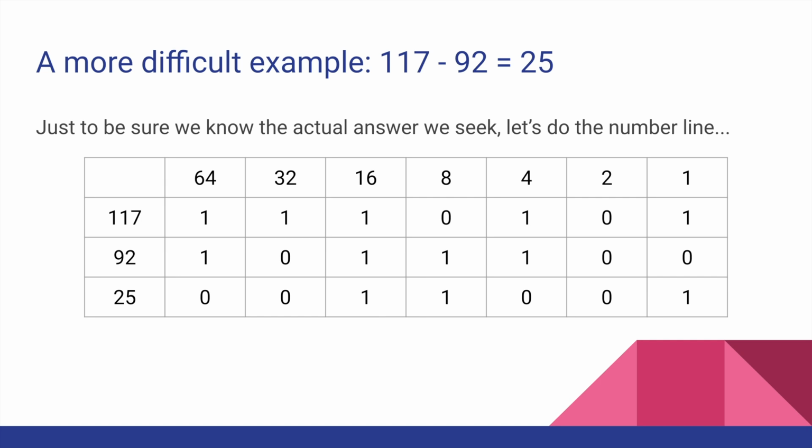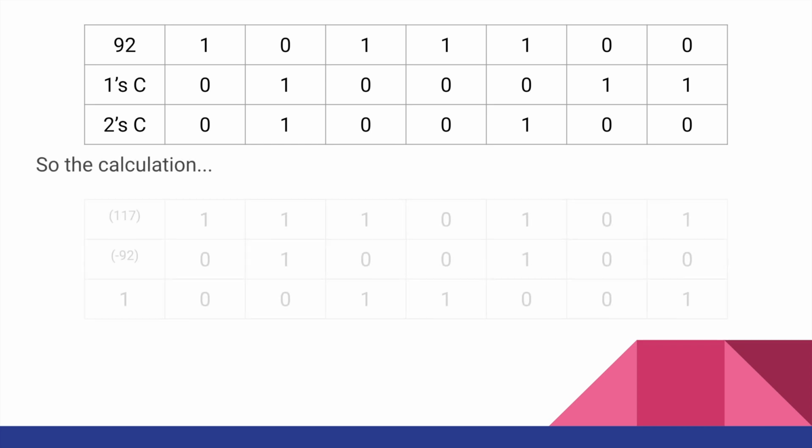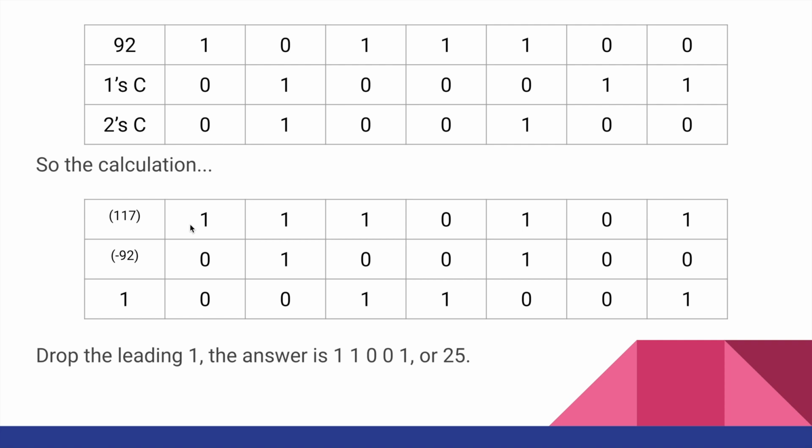So when we go and do the calculation, 92 is the subtractor. So for 92, the 1's complement is 0, 1, 0, 0, 0, 1, 1. The 2's complement is that plus 1: 0, 1, 0, 0, 1, 0, 0. And now the calculation is 117 plus minus 92 equals 1, 0, 0, 0, 1, 1, 0, 0, 1. When I drop the leading 1, there's my answer, 11001, which we know from the previous slide is 25.